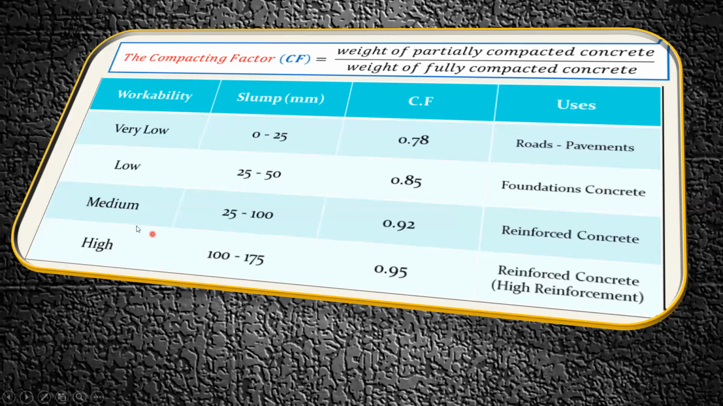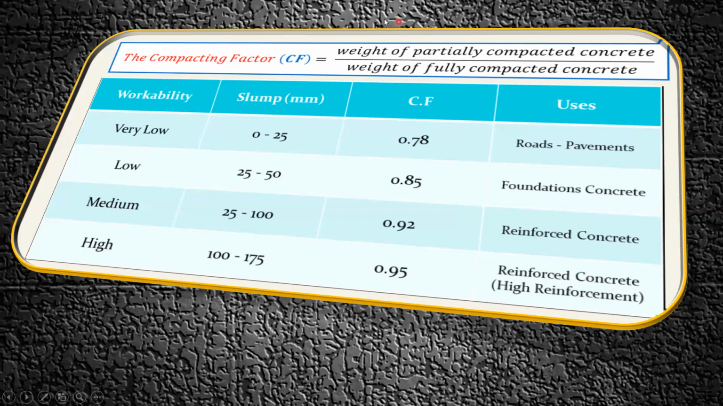If you want to have a medium workability, the slump can be between 25 to 100, and corresponding to that, the compaction factor has to be 0.92, and you can make use of this in reinforced concrete, maybe in the foundation, a column, wherever RCC work is going on. If you're having a very high workability, then the slump will be somewhere close to 100 to 175. In that case, your compaction factor has to be 0.95. Again, it's written here: reinforced concrete, especially high reinforcement.